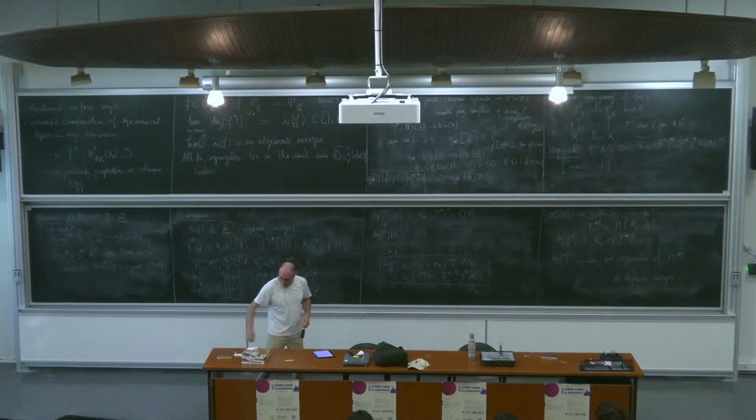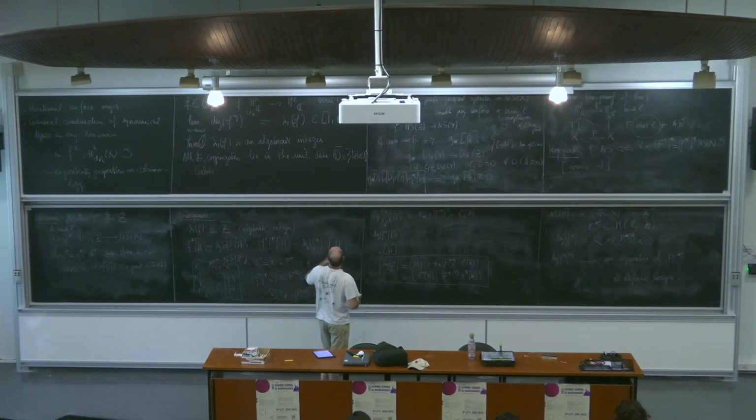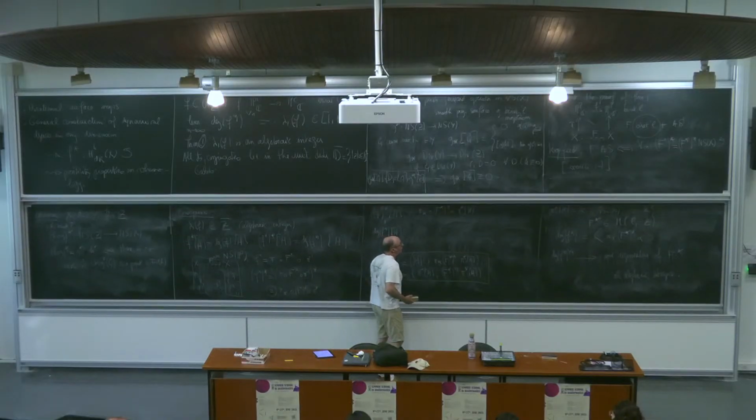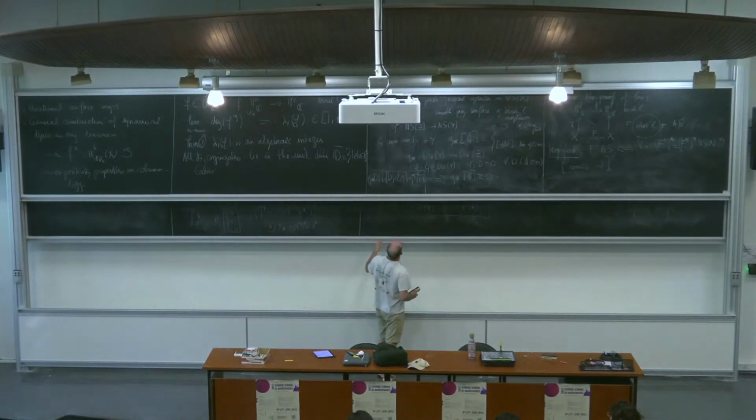Okay, so the plan was to explain now how you get the second part of the theorem, the fact that the Galois conjugates are inside the unit disk.